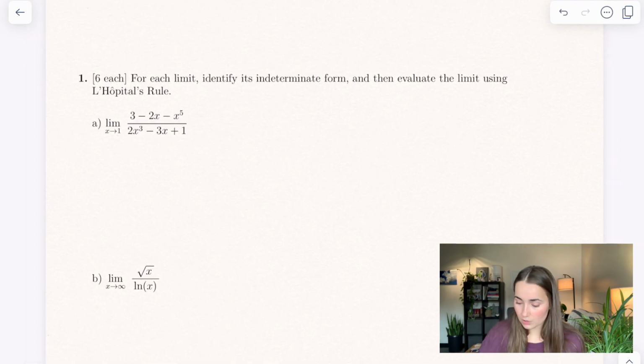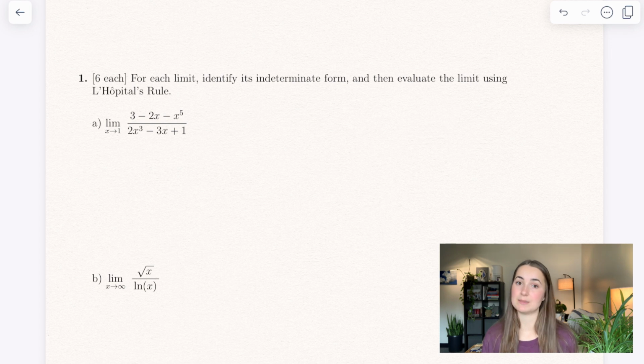So for the first question, we want to identify its indeterminate form, then evaluate this limit using L'Hopital's rule. So always make sure you read the directions because it's very easy to skip over the indeterminate form part. But if I were grading this, I would have to take off points because the question asks for it if you don't provide it. So first, what we always want to do first is try direct substitution. So here, let's just go ahead and plug in that value 1.